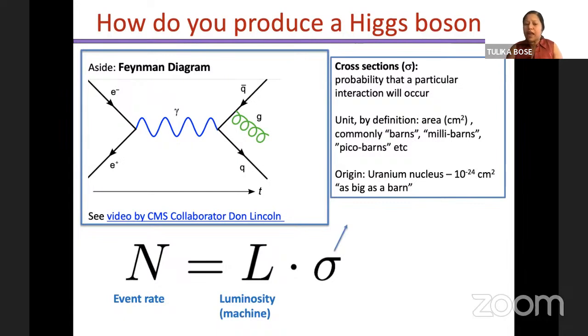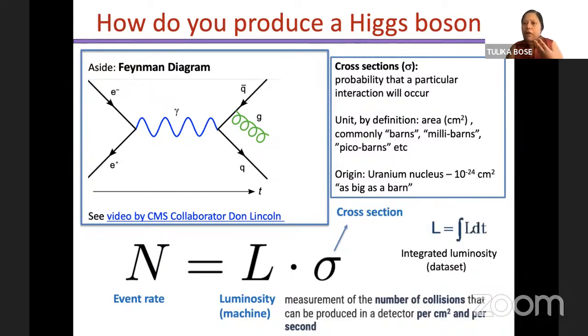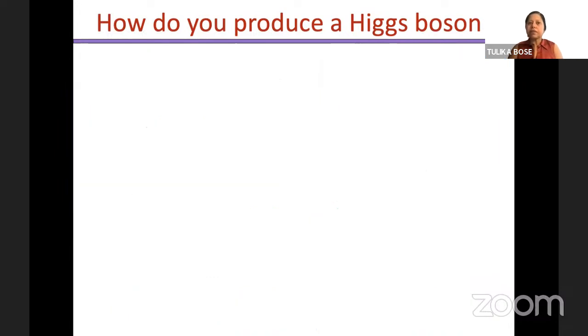And all of this comes together because you combine the cross-section, this quantity sigma, with the luminosity, which is a function of the machine and a measure of the number of collisions that can be produced in the detector per centimeter square and per second, giving us this event rate, this quantity n. Sometimes you will hear the term integrated luminosity, so many inverse femtobarns, etc., which is really referring to how large our data set is, because it is giving us an idea of the number of events we've collected.